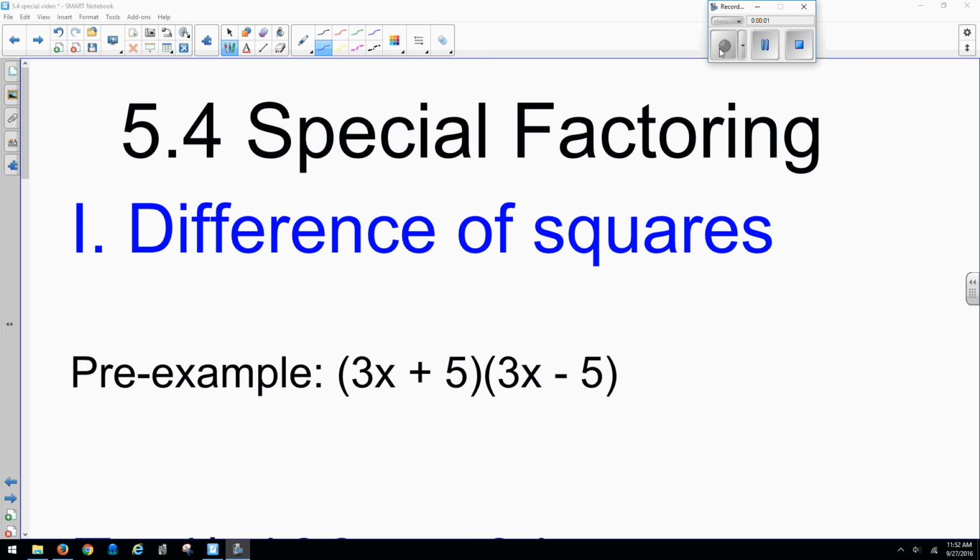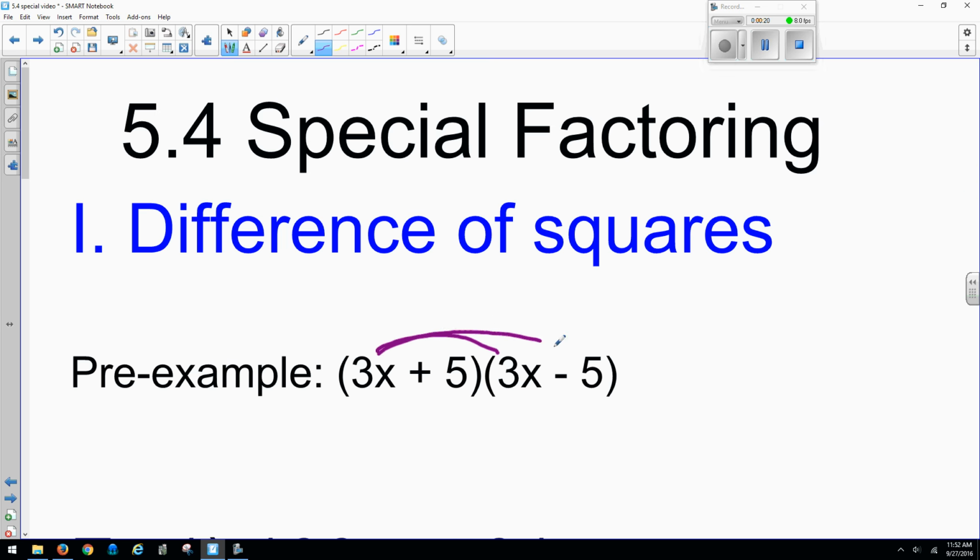We are going to continue with factoring, and we're going to talk about two very specific types of factoring. The first one is the difference of squares. But before we get into an example of factoring, I'm going to show you a pre-example. And I'm going to multiply these two binomials together.